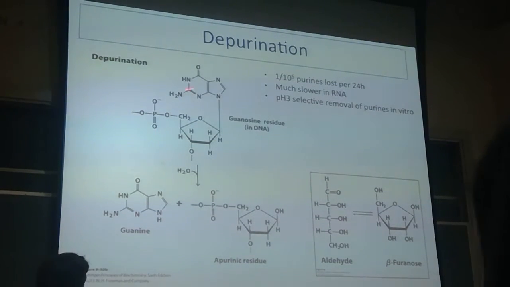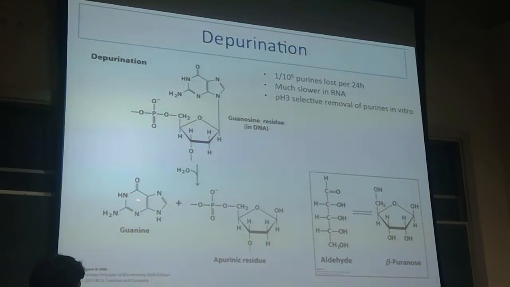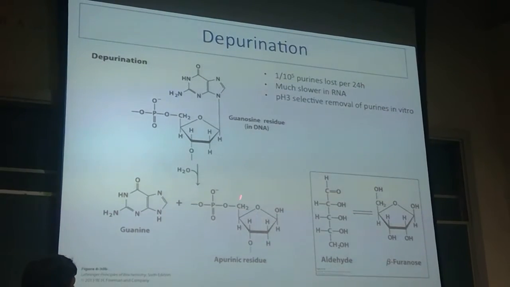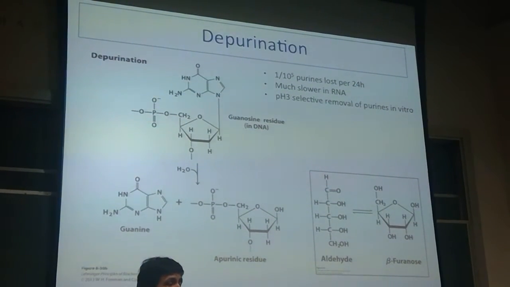So meaning that here you have a nucleotide, guanine, and you separate it into two things, the nucleobase, guanine, and this abasic residue. So it just means that it has a phosphate and a sugar, but no base, okay? And it's in the DNA like, hey, I don't have a neighbor. So it has to be repaired, okay?